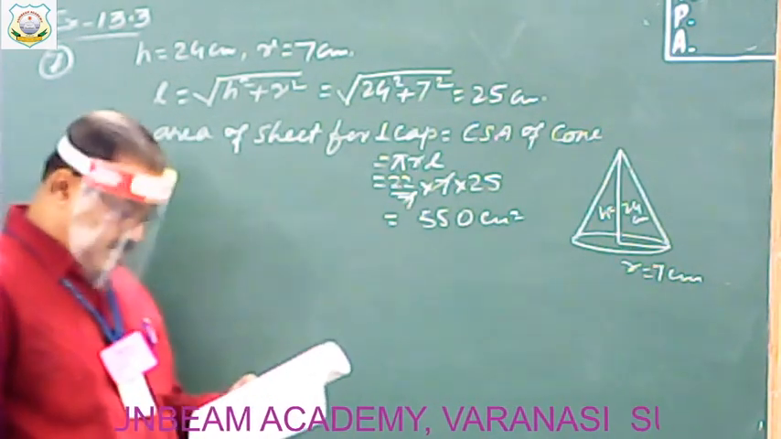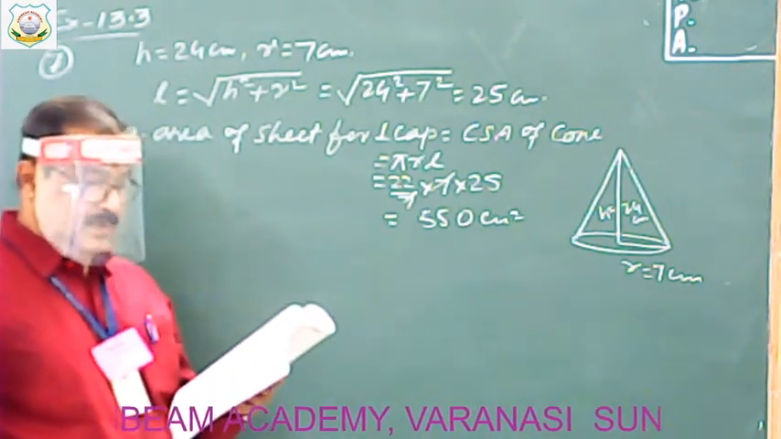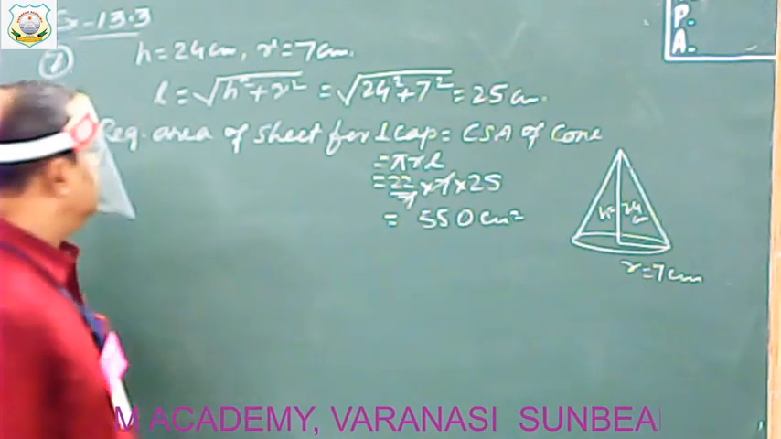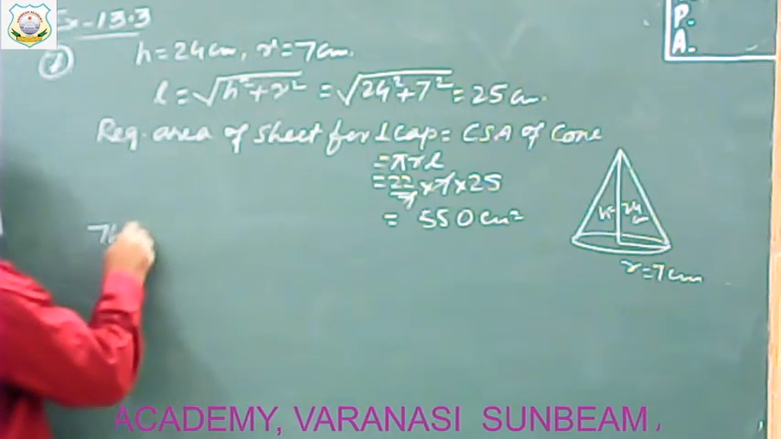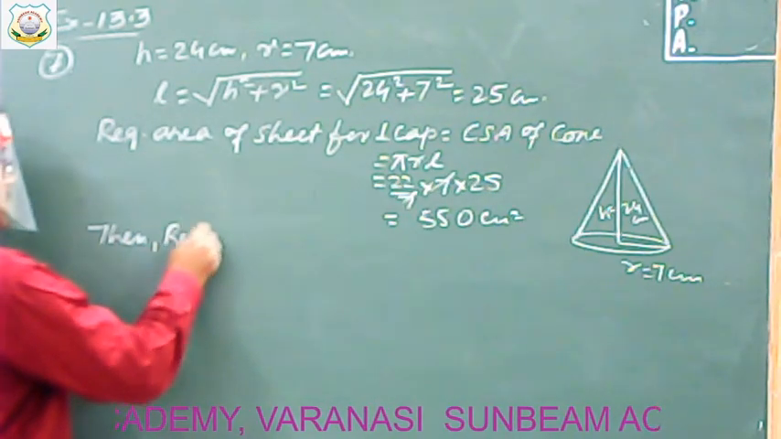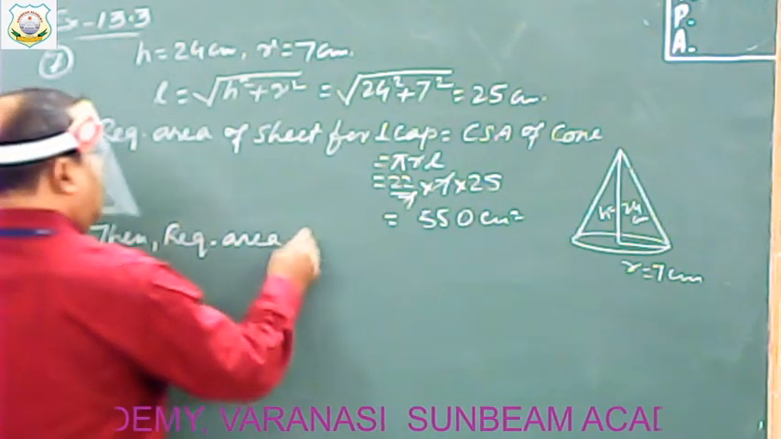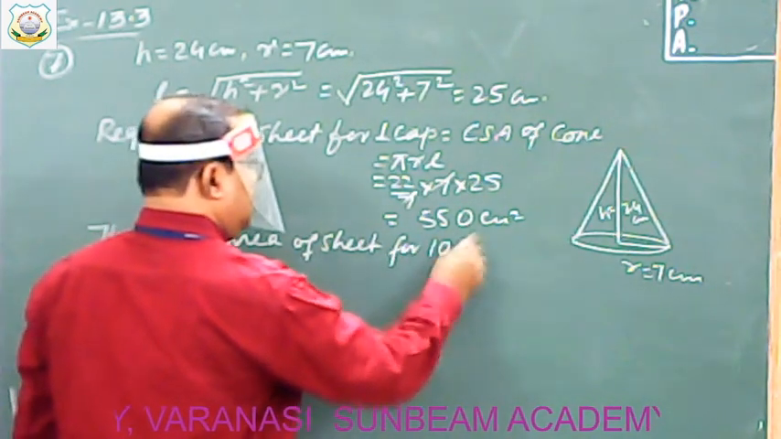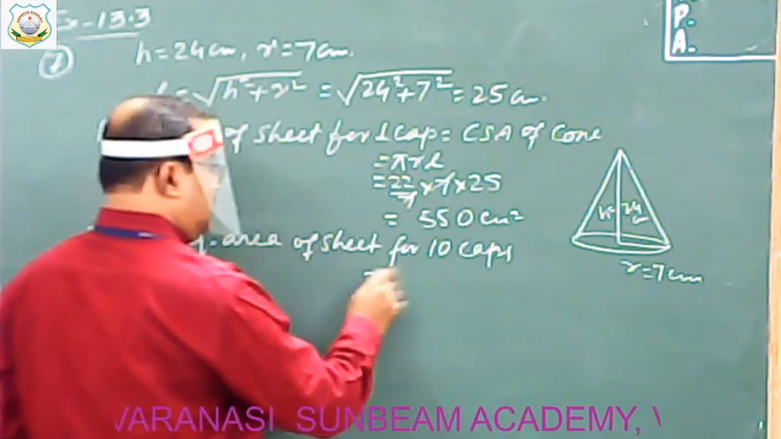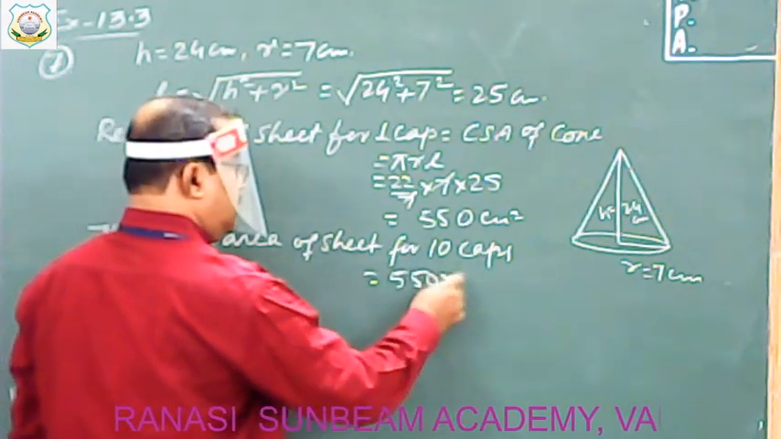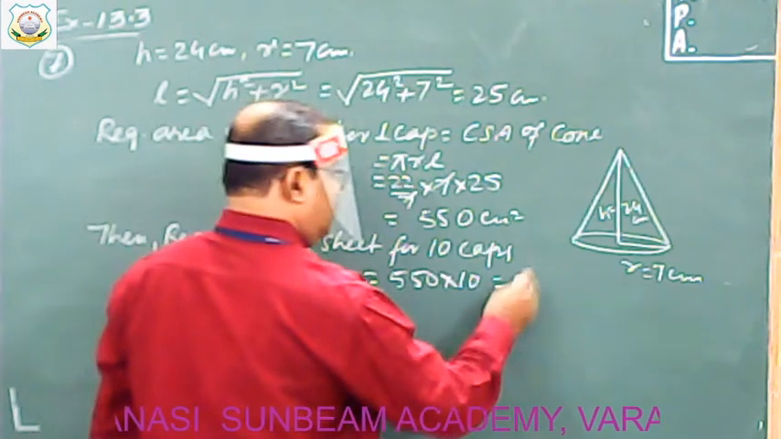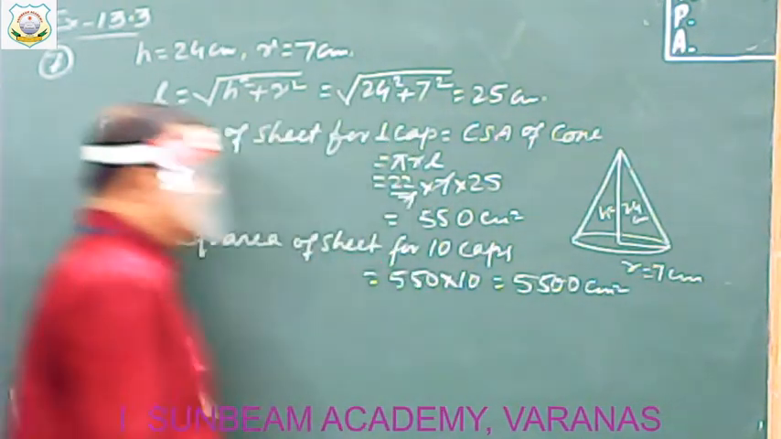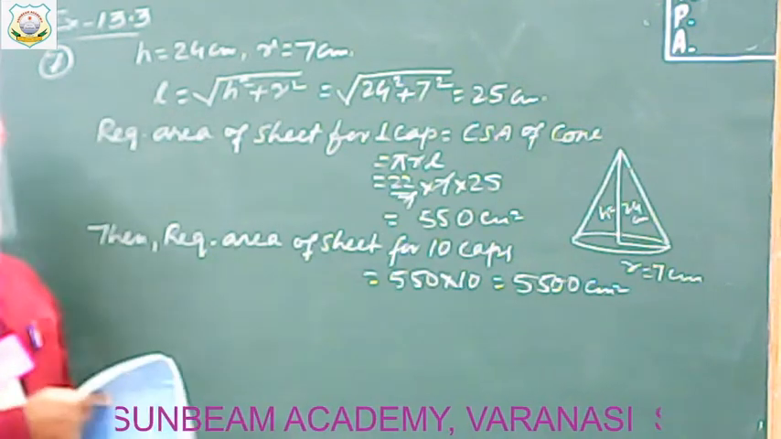Okay, now we are going to find the required area of sheet for 10 caps. The required area of sheet for 10 caps is 5500 by 10 meters square. Okay.